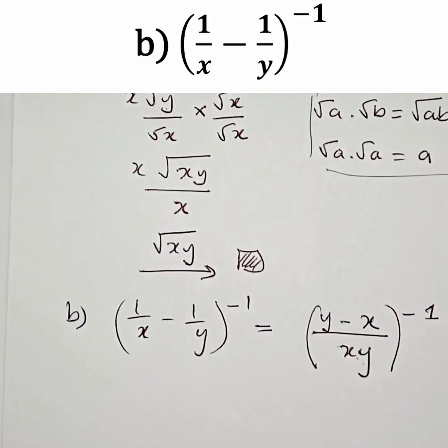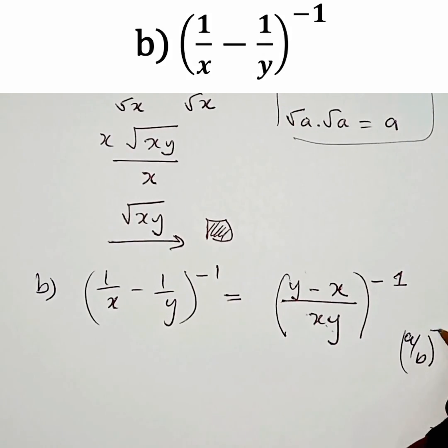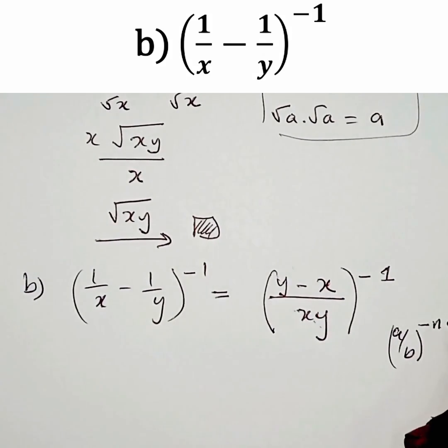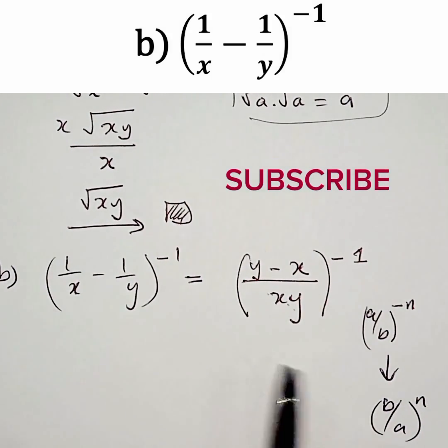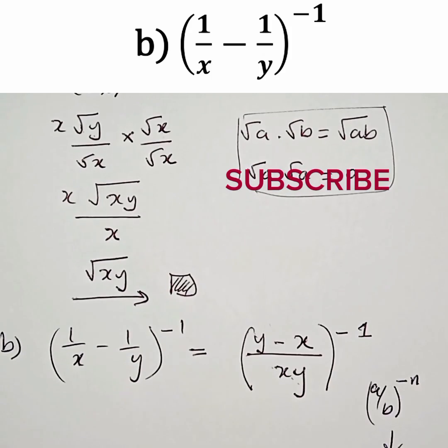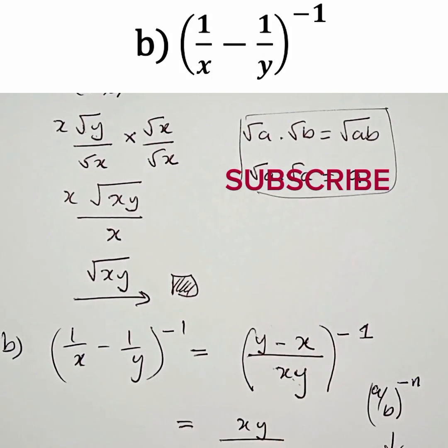And remember that law we've just used above there. We said (a over b) to the power of minus n gives us (b over a) to the power of n. You remember that law we've just used up there. So we're just going to use that law on that one. So we are going to have our answer as xy over y minus x.